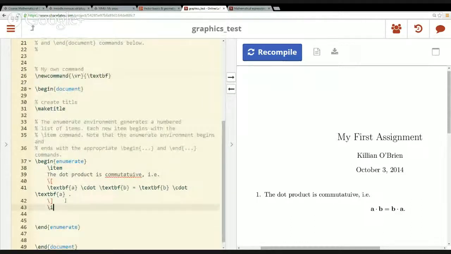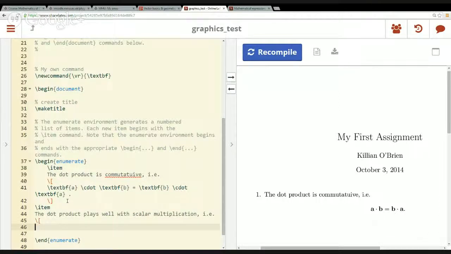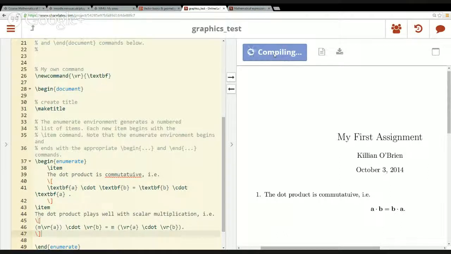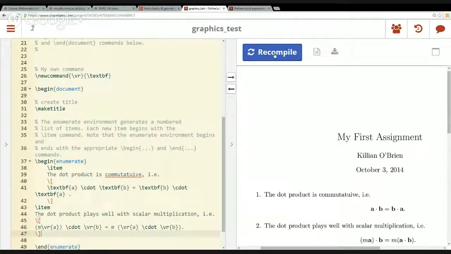Okay. So I could stick in a second property. We're doing command completion there. I can put in a second item here and say the dot product plays well with scalar multiplication. I.e., what was that property? Well, that property said if we took the scalar multiple of a vector, so this time I'm just writing \vr for vectors, and take the dot product of that with another vector b, that's the same as taking the product of m with the dot product. Full stop and close the equation environment. If I recompile that, then that should have put that second property in: the dot product plays well with scalar multiplication, i.e. the dot product of m a with b is the same as m times the dot product a b.